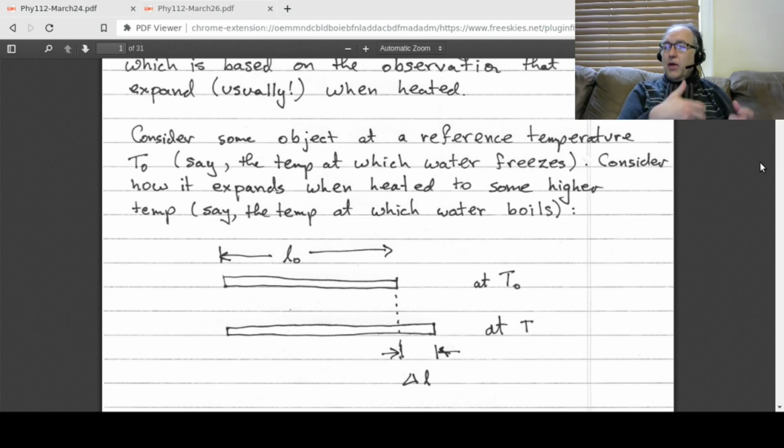I guess not really frozen water, but ice water. Okay, because you're guaranteed with ice water that you're at 0 degrees Celsius. Water and ice are in equilibrium at 0 degrees Celsius. And then you put it in boiling water, and water boils always at 100 degrees Celsius. And great, you've got these two lengths.